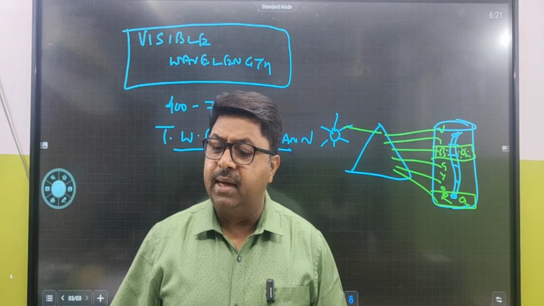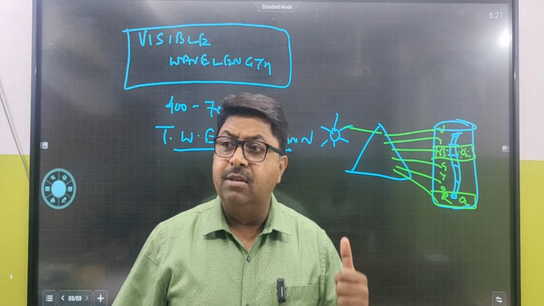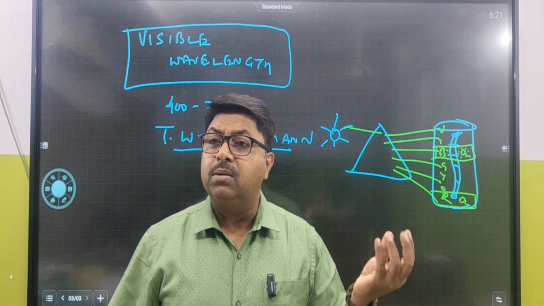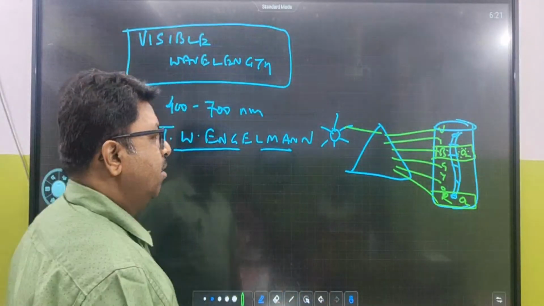What did we get from here? Action spectrum. And what is action spectrum? The spectrum where maximum photosynthesis occurs. And what is that light? Blue and red.